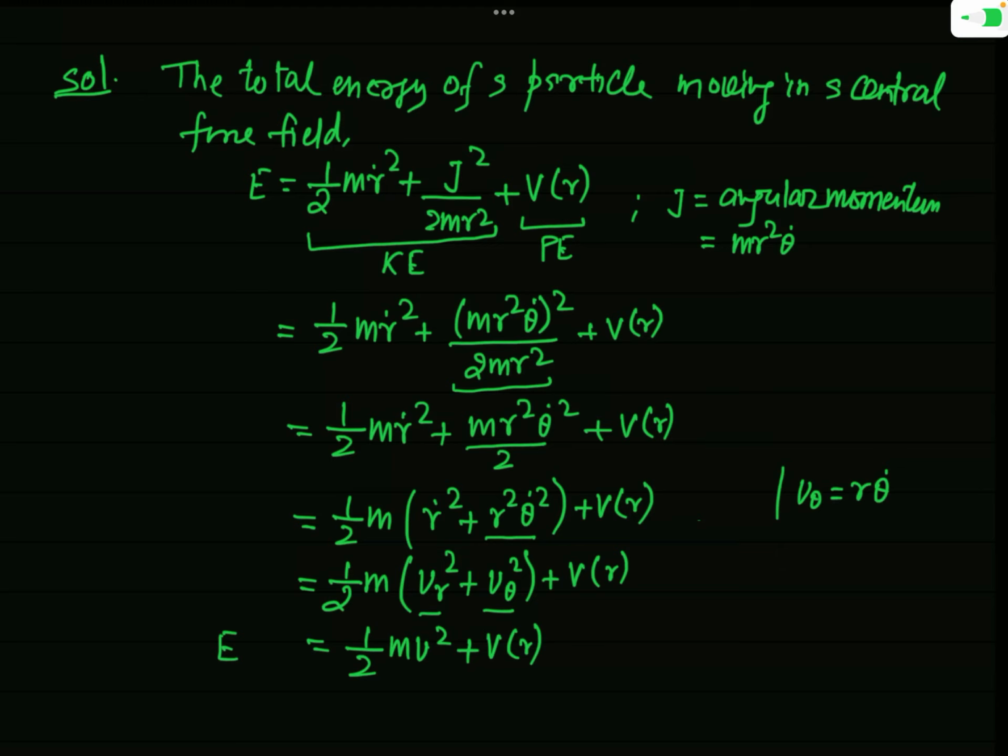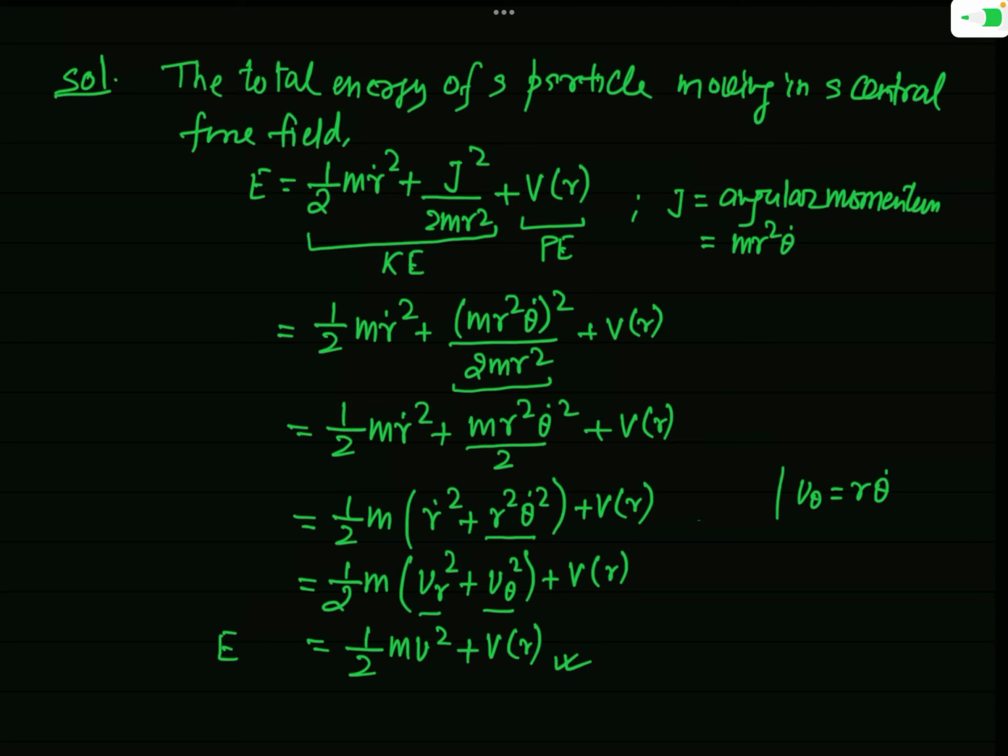Now you can see, although I have arrived at this result by simplifying the expression for the total energy, as you can see in the previous video, all these things I have done already. So if you want to solve this problem in very few steps, you can write this expression for the total energy directly. So E can be written equal to half mv square plus V of R directly.